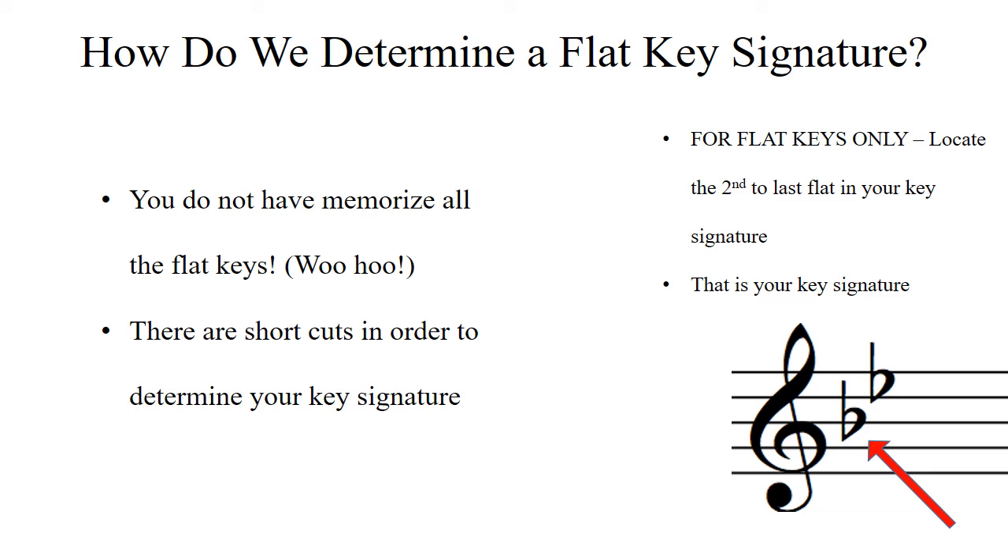So this is for flat keys only. It's different from the shortcut for sharp keys. It's not the same. So what you're going to do is you're going to locate your second to last flat. So as you can see here, our second to last flat is B flat right here. That's our key signature. And if you think back to that scale that we just looked at, when you made your B flat major scale, your flats that you had to use were B flat and E flat. So let's look at a couple more examples so you can get comfortable with this shortcut.